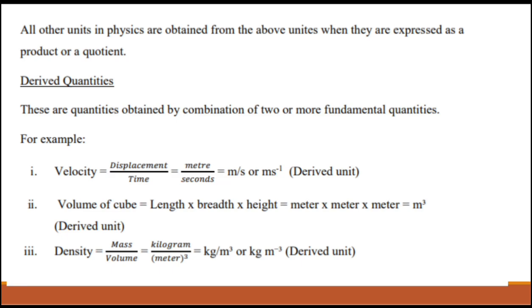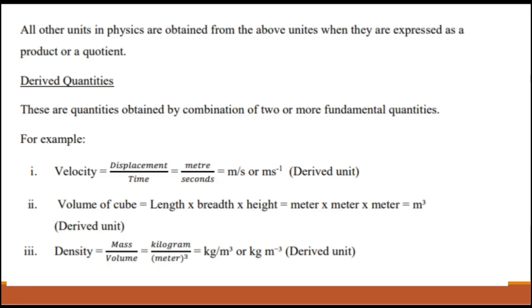M cube. So volume is regarded as what? As a derived quantity because it consists of three fundamental quantities, which include the length, breadth, and height. So volume is a scalar quantity. It has magnitude but no specific direction. So let's discuss density.